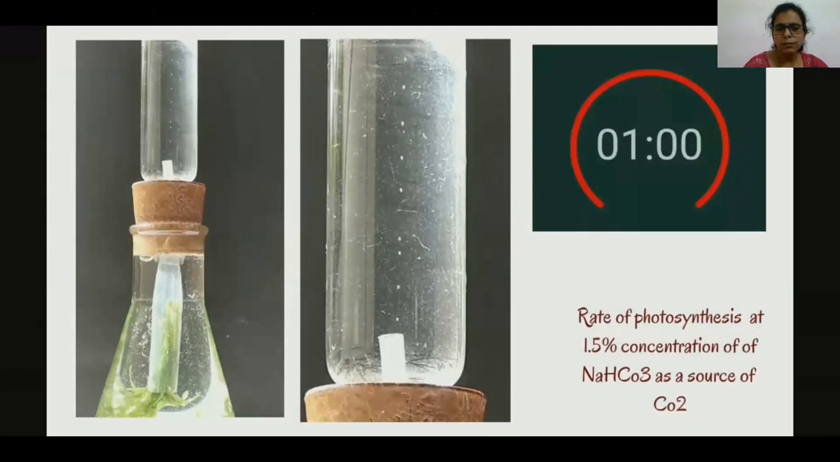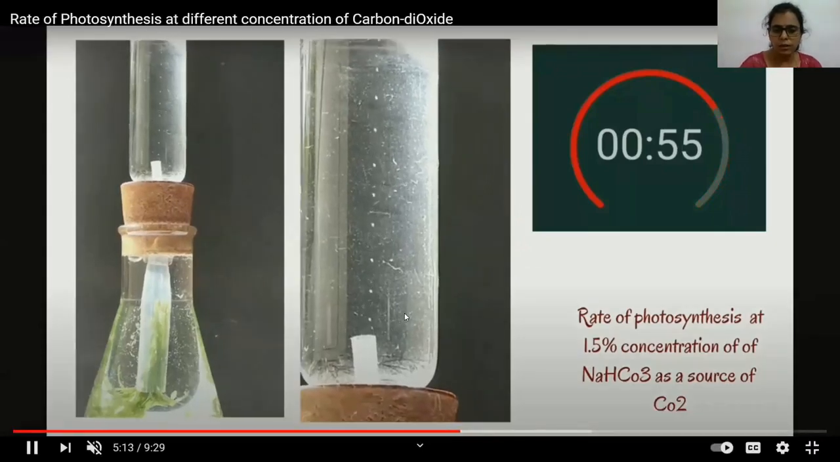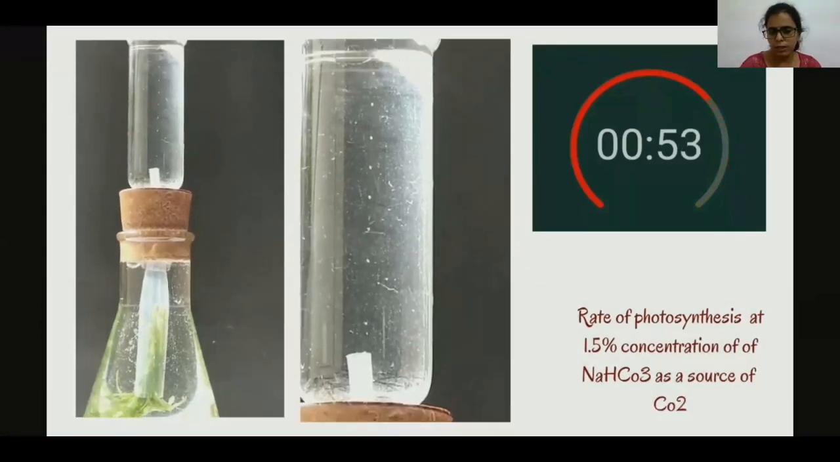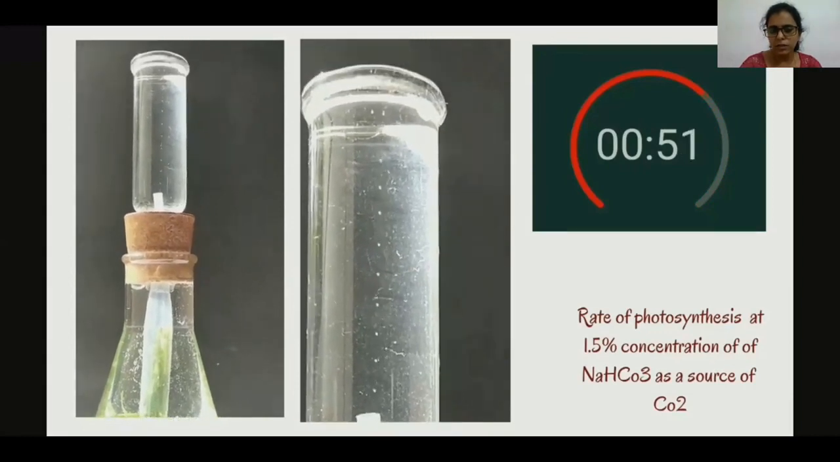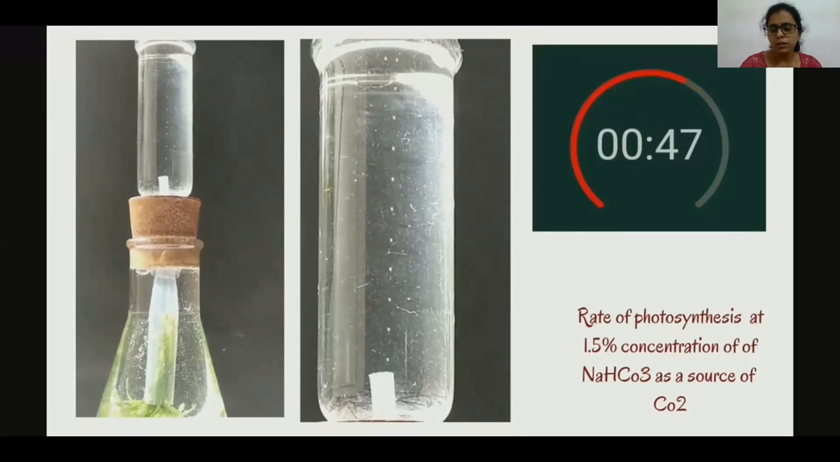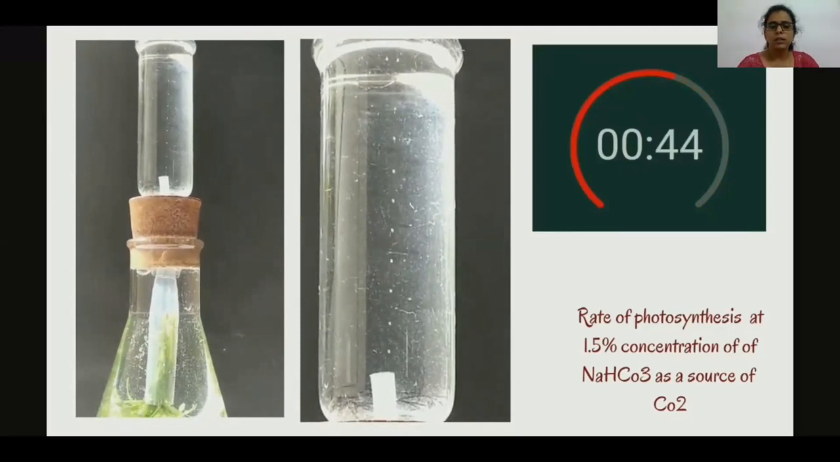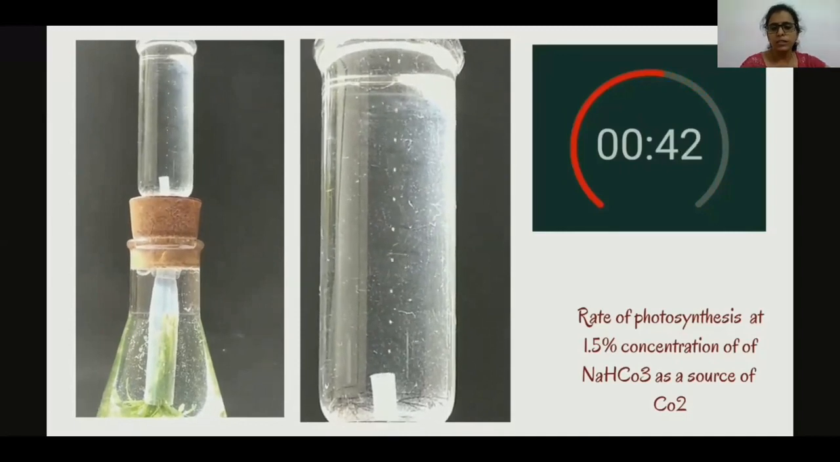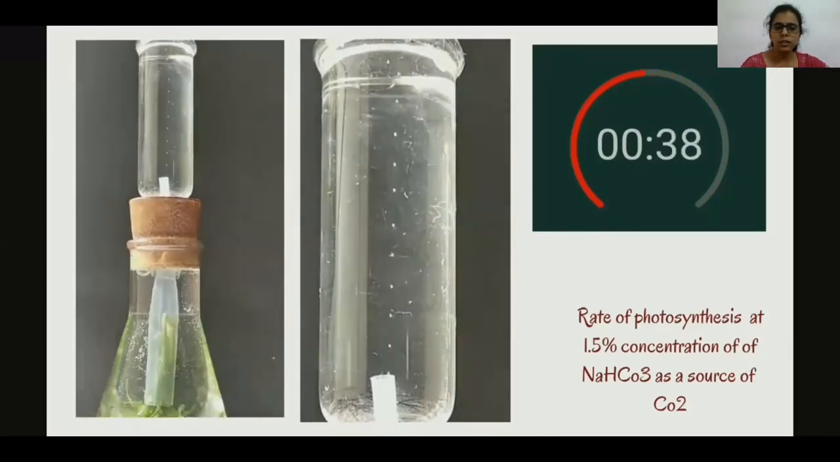That means you can make out that as the concentration of carbon dioxide is increasing, slowly the rate of photosynthesis is also increasing. Remember, by looking at these 3 different concentrated solutions, you can make out that as the concentration of carbon dioxide, or the amount of carbon dioxide, is increasing in this solution, the rate of photosynthesis also increases.